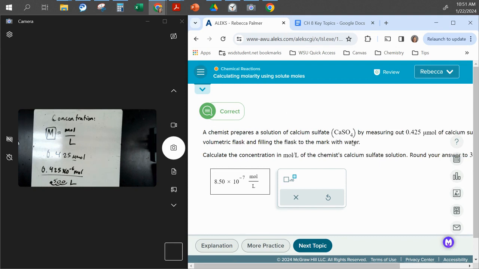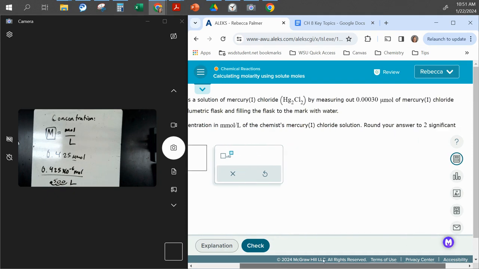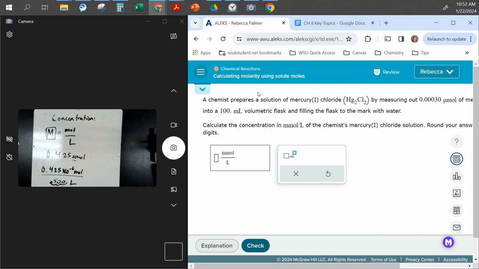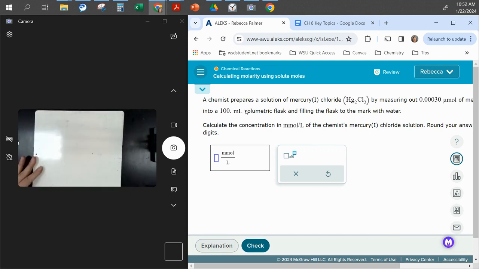Questions on that one? So that one's just figuring out what units they want, figuring out what units they give you, and converting and then dividing. So let's do one more. I always use this box to tell me what's going on. So this is millimoles per liter, but they gave us micromoles and milliliters. So this question we have to figure out.